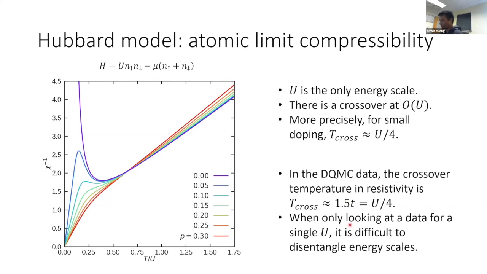Whenever we're looking at data from a single set of interaction strength, it's really difficult to disentangle these energy scales. So we cannot simply judge that there is nothing going on as we cross over an energy scale of U.